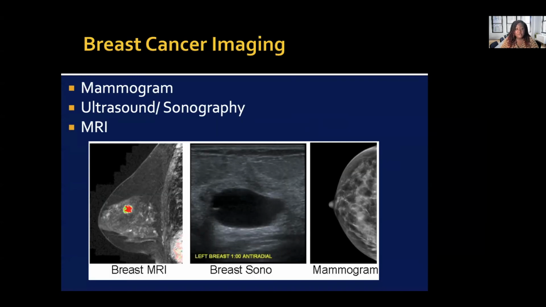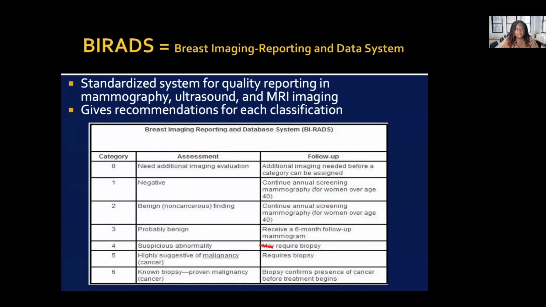Breast cancer imaging usually focuses on three modalities: mammogram, ultrasound or sonography, and MRI, as you can see in the representative image down here. The BI-RADS system is the Breast Imaging Reporting and Data System. It's a standardized system for quality reporting in mammography, ultrasound, and MRI imaging. It gives a recommendation for each classification, which is also very helpful for clinicians. It ranges from category 0 to category 6, category 0 being need additional imaging evaluation. Basically, it's an indeterminate mammogram, MRI, or ultrasound.